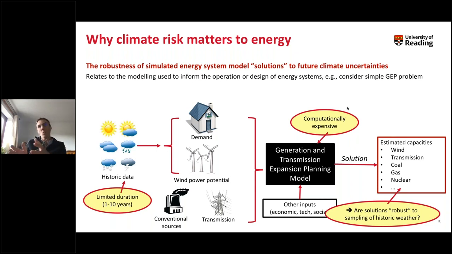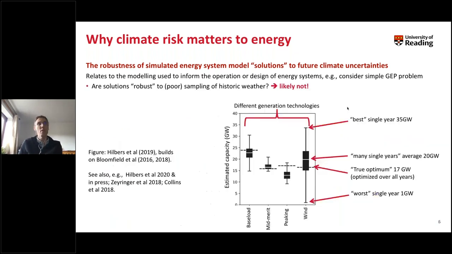And that brings up the question. From my side, we know climate is variable from year to year, from decade to decade, and we know there's a changing climate into the future. That brings up the question: are these estimated capacities of the different resources robust to the sampling of that weather data? The short answer is that they're probably not, particularly if we're just dealing with individual one-year simulations of weather that are fed into these planning models.